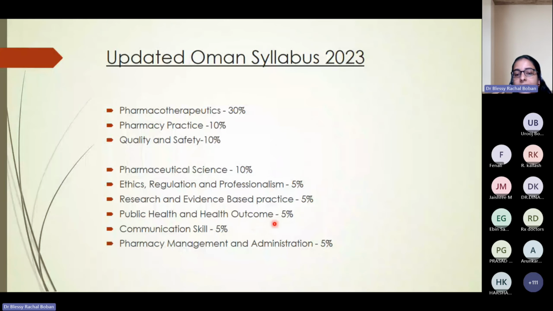Public health and health outcomes, like tuberculosis or prevention of tuberculosis, public health related topics. Communication skills, this is very important. As you all know, pharmacy technicians even play a major role in foreign country pharmacies. So you must be thorough with the basic communication skill notes, whichever you get. You have to go through different kinds of communication skills so that you can prevent medication errors. Many prevention strategies are there that you have to focus on, especially for pharmacy technicians.